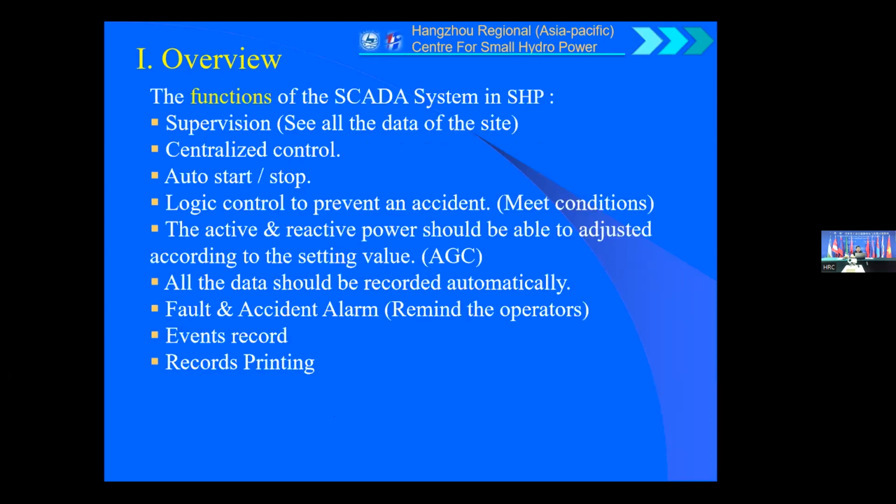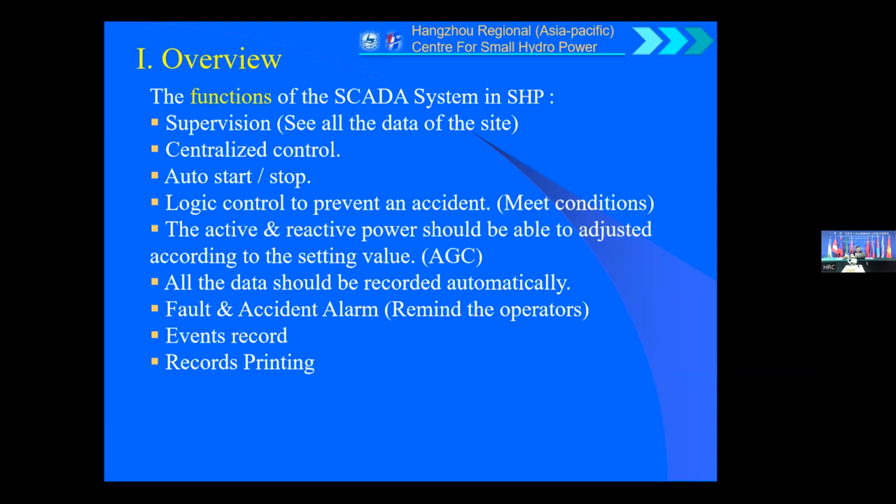So the main functions of the SCADA system in SHP usually include the supervisory function, which means we should see all the data of the site. We should see the status of each unit. We should see the status of the circuit breaker and all the equipment in the power station. And the second is centralized control. Centralized control means in the central control room, from the computer, we can control all these equipment. Okay. The third is auto start and stop. Auto start and stop means with one button, we can start the unit and stop the unit if we need.